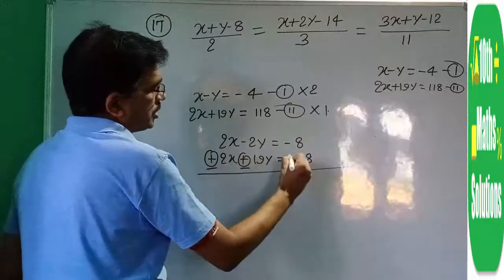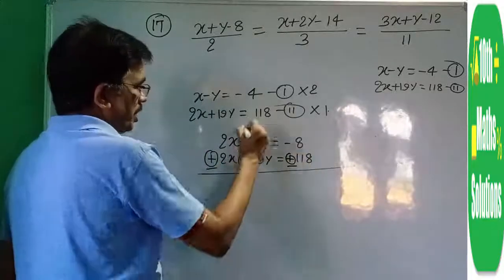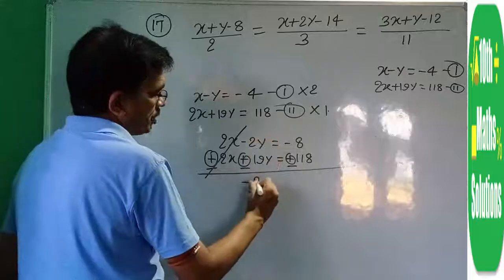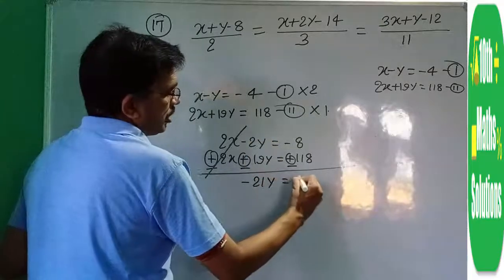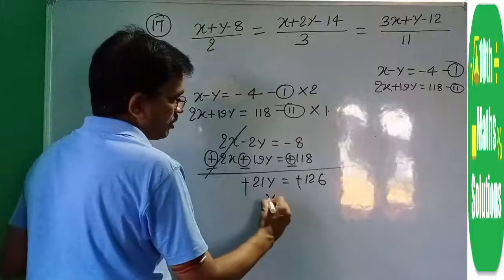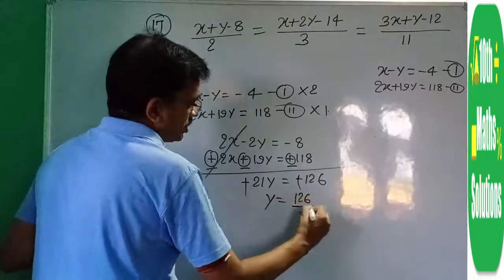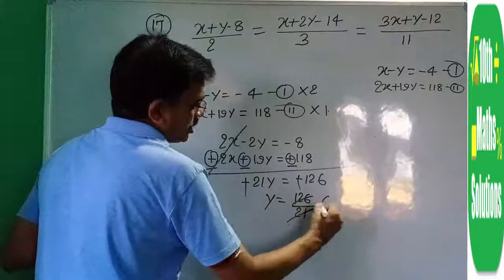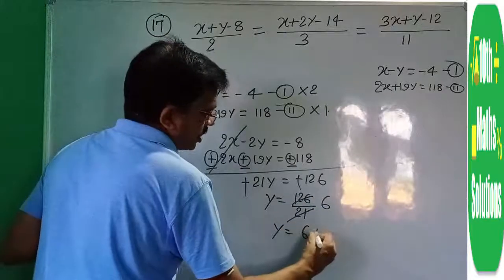Minus, here minus, this is plus, then minus. It is eliminated. So now it is 21y is equal to minus 126. So this minus cancels. What is y? That is 126 by 21. That is 6 times. So y is equal to 6, answer.